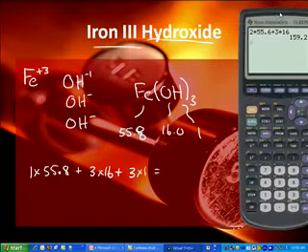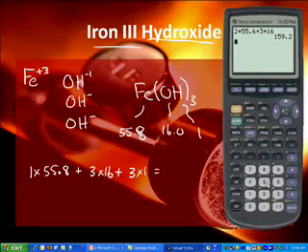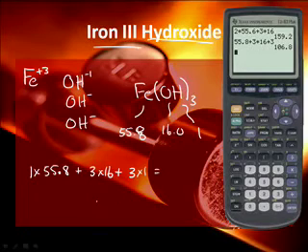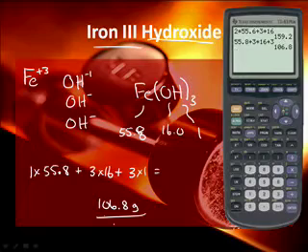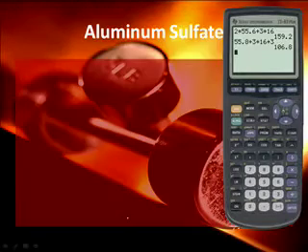So let's go back to our calculator. I can say 55.8. I don't need to say times 1, right? Plus 3 times 16 plus 3. And I get 106.8 grams per mole. Isn't that easy? All right, I'll do one more. It's magic. How about aluminum sulfate?